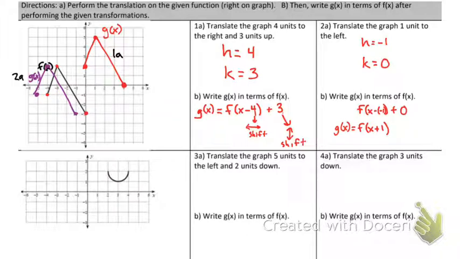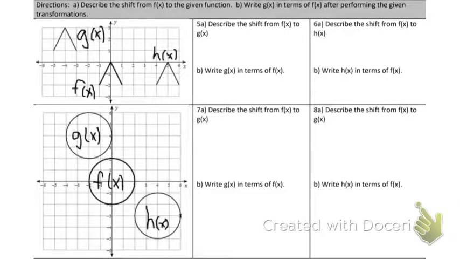All right, I'll let you go ahead and do 3 and 4, but real quick, remember you want to find significant points in your graph. I have a significant point here, here, and here, and I'll shift those according to how it says to shift. Okay, let's jump over to number 5. For 5, they give us the graphs, so we have to describe the shift.